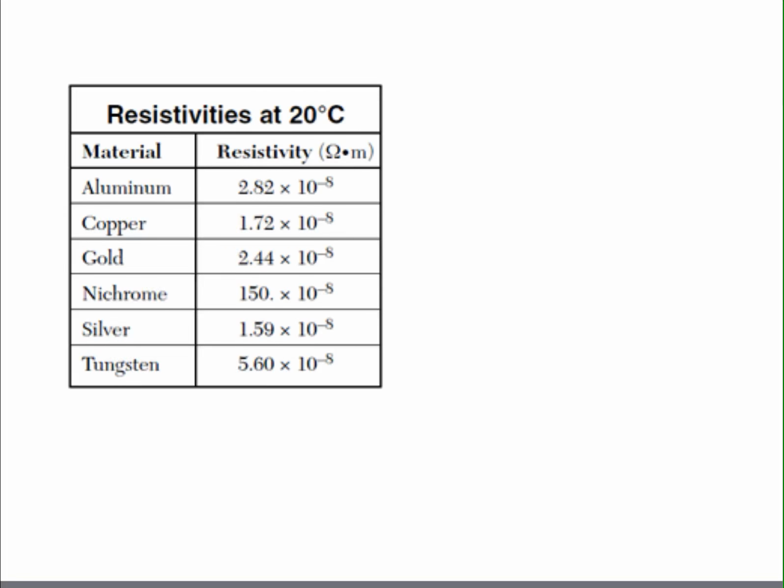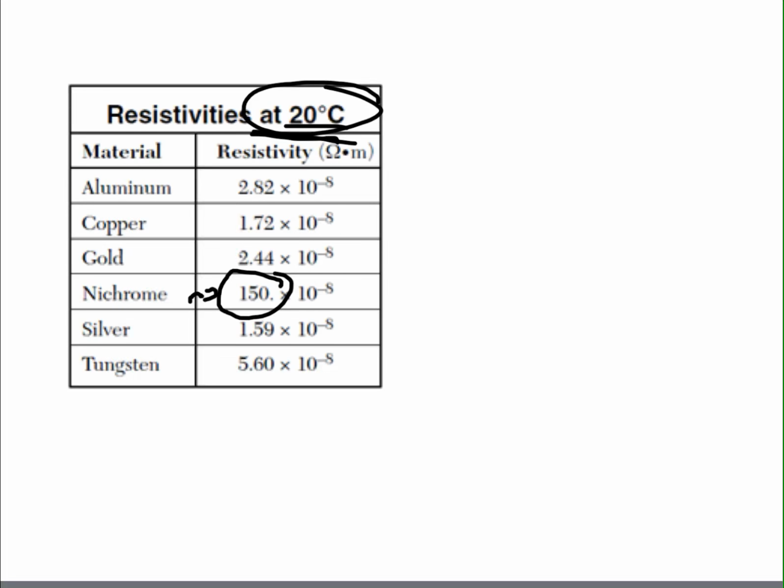Nichrome is a little bit cheaper, but if you notice, this is not a typo right here. That is 150 times 10 to the negative 8. So this is much, much bigger than all the other ones. Okay, silver, tungsten, aluminum, copper, gold. Okay, now, another thing I want to bring to your attention.